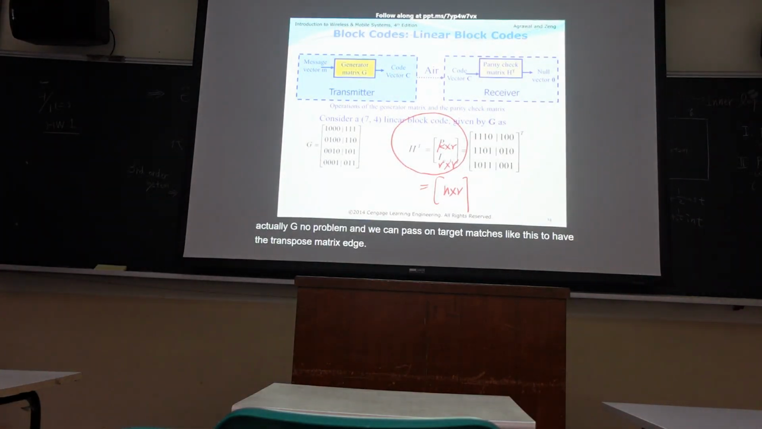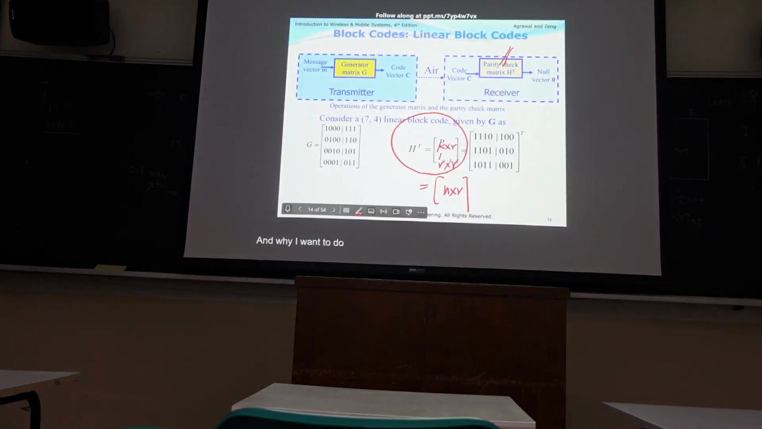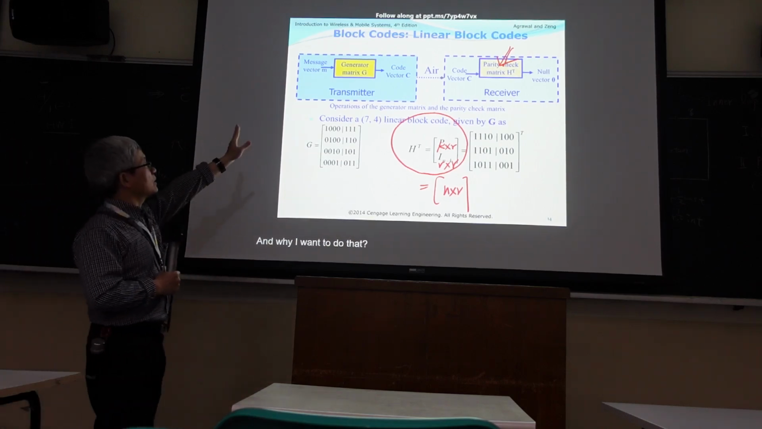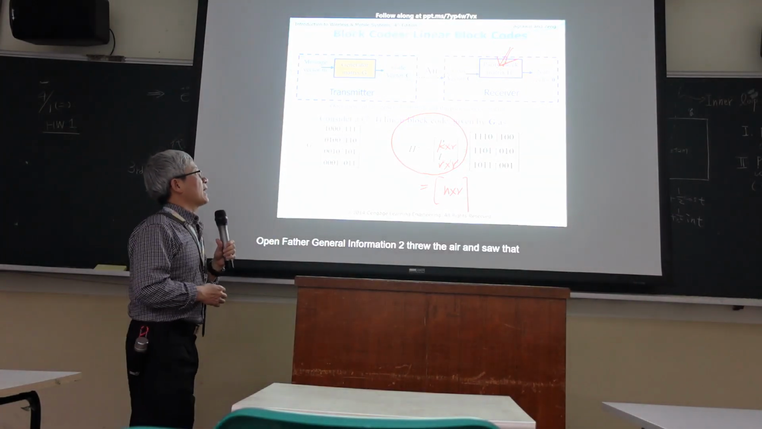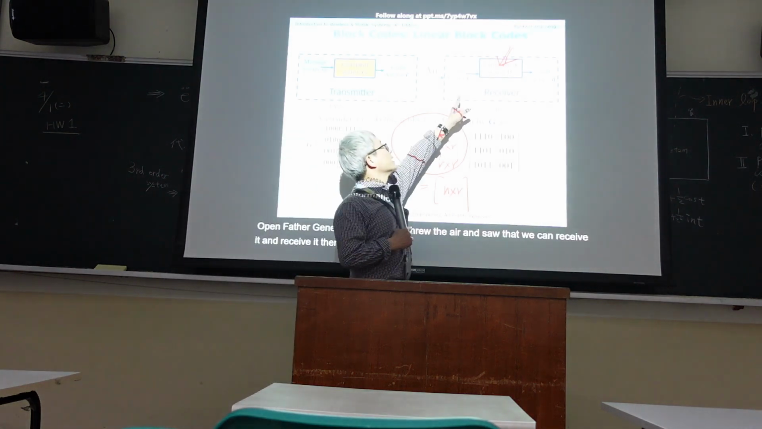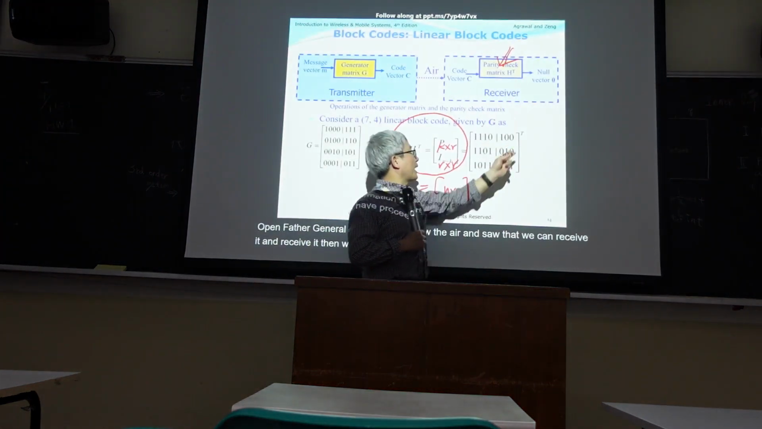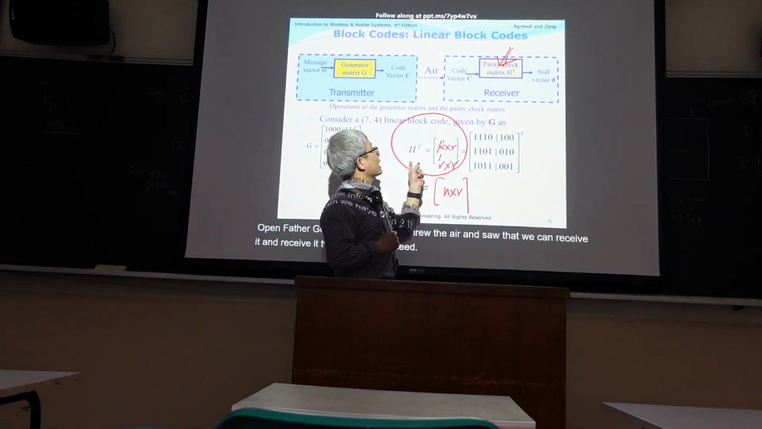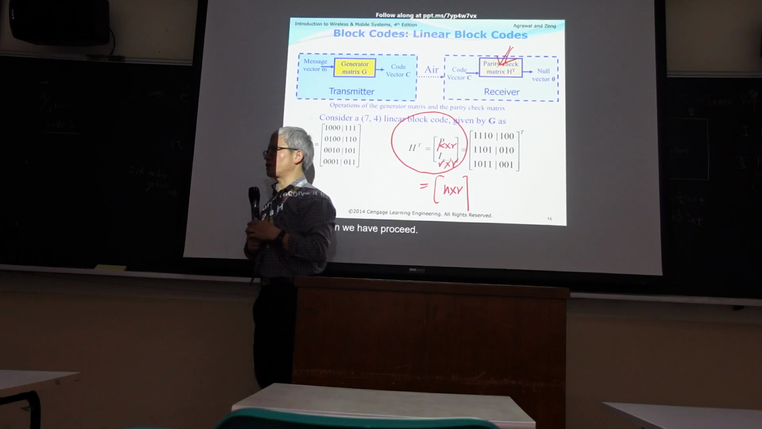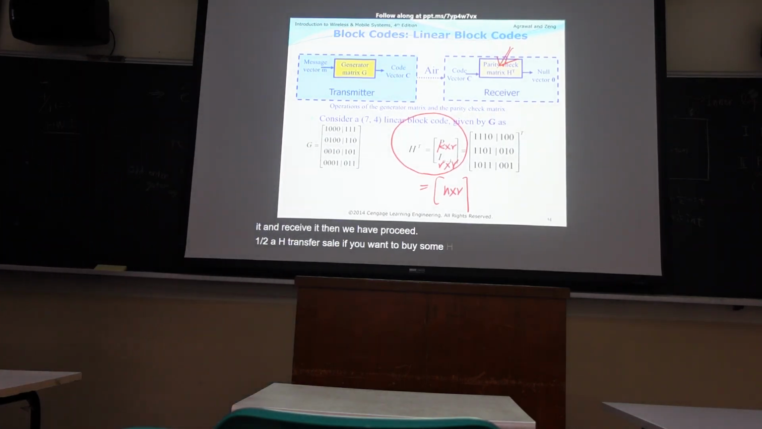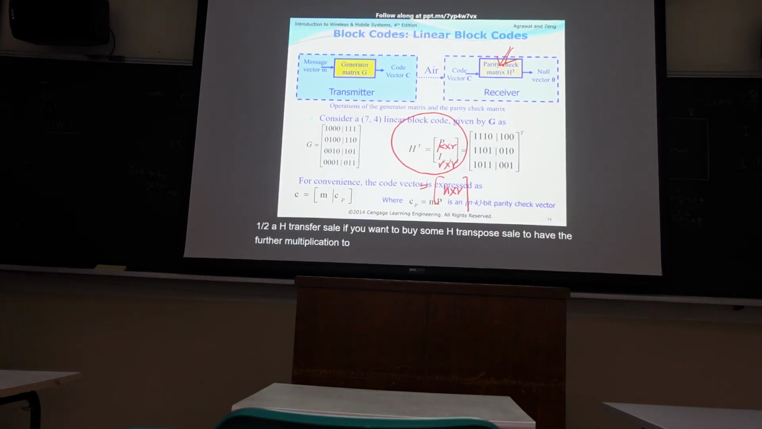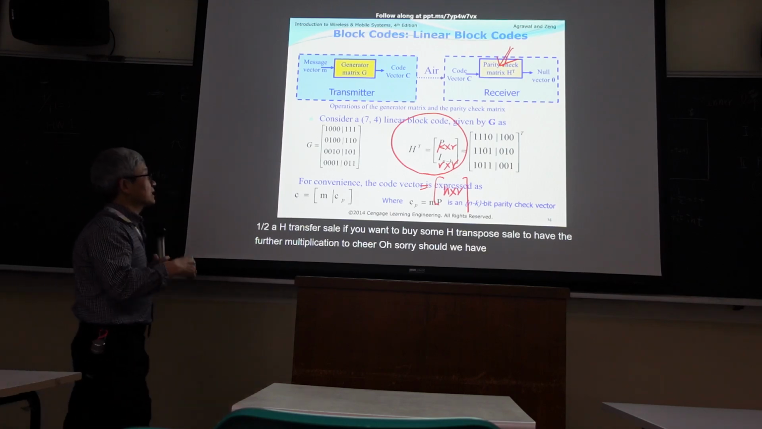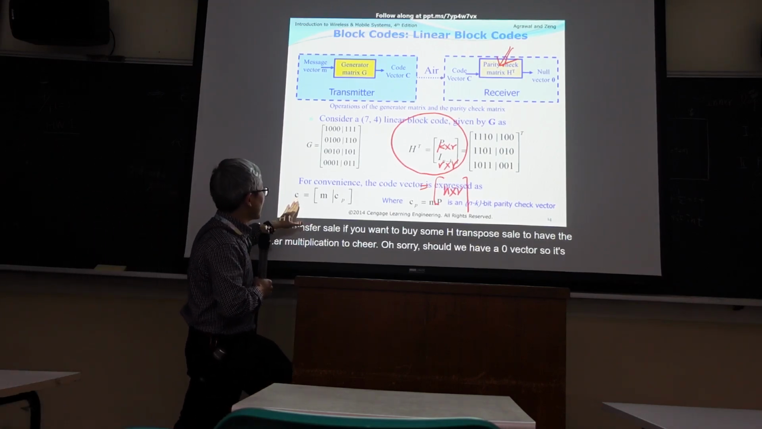And why do we want to do that here? We can have the generator matrix G through the air, and so that we can receive it. And receive it there, we have a C. And C right now, we have H transpose there. And we want to multiply by H transpose there for further manipulation to check. Oh, finally, should we have a zero vector? So it's a null vector. So can we have the null vector?